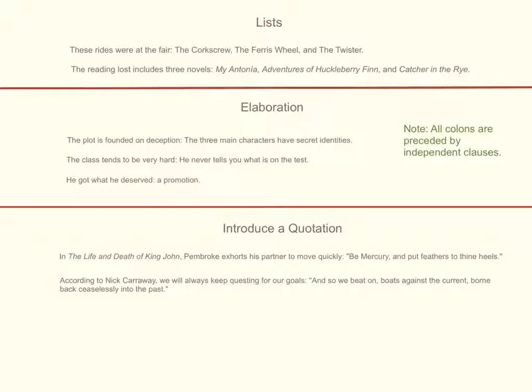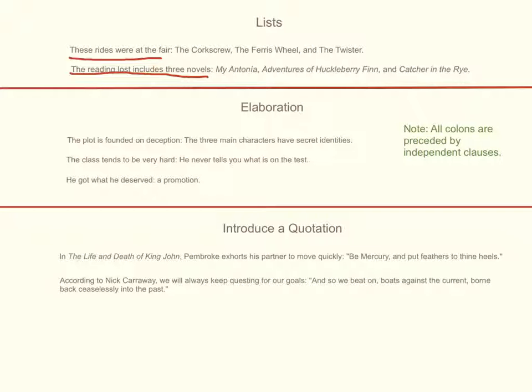One thing that's going to be important to note is that you have to have an independent clause before you can use a colon. So you can see that here we do have that. We have: these rides were at the fair. That's an independent clause. And the reading lost includes 3 novels. I don't think that's supposed to be lost. I'm pretty sure that's supposed to be class. I'll make that change later. But the reading class includes 3 novels: My Antonia, Adventures of Huckleberry Finn, and Catcher in the Rye.